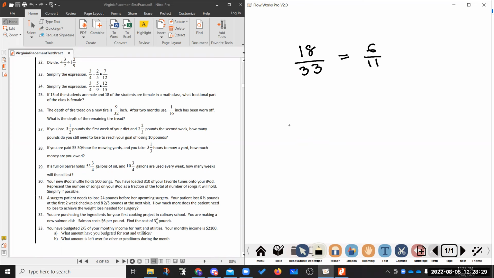The depth of a tire tread of a new tire is 9/32 of an inch. After 2 months, 1/16 of an inch is lost. What depth of the tire remains? Common denominator here is going to be 32. This is 9 minus 2 over 32. It's going to be 7/32 of an inch of tread remains.